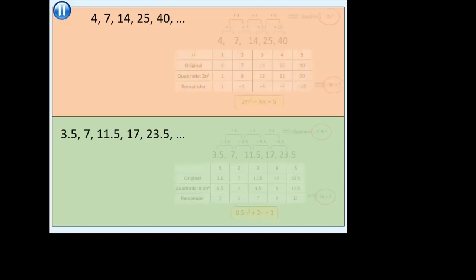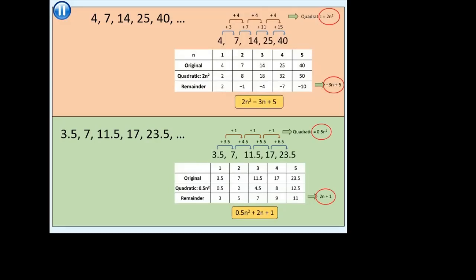Okay, the answers for these, here we go. If we look at the red one first of all, you should have managed to get your second difference of 4, and 4 divided by 2 is 2, so it's 2n squared. You should then have substituted 1, 2, 3, 4, and 5 into your 2n squared. That will give you this little sequence here. Subtract the 2n squared from your original sequence, which will give you this remainder line. And if you work out the nth term of this linear sequence, it is minus 3n plus 5. Combine them both for 2n squared minus 3n plus 5.